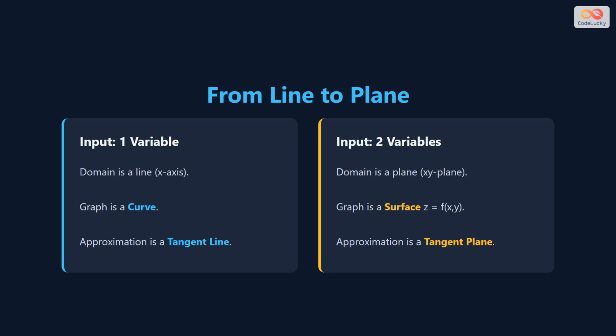Now we are stepping into 3 dimensions. Instead of a single input line, we have a flat input plane. Instead of a curve, our graph produces a surface. And naturally, our approximation tool changes from a tangent line to a tangent plane.